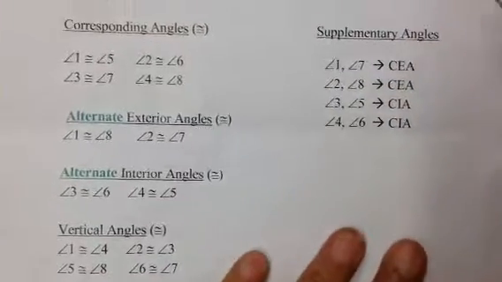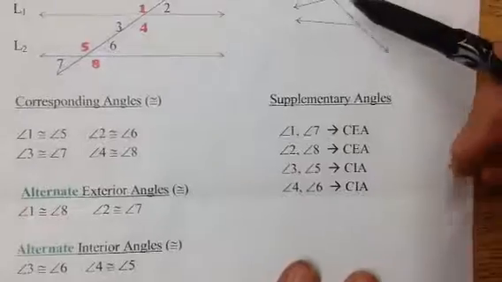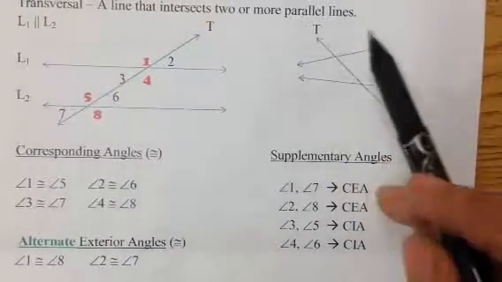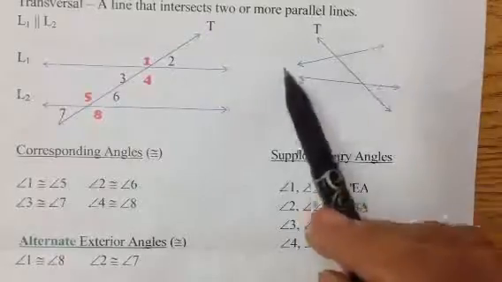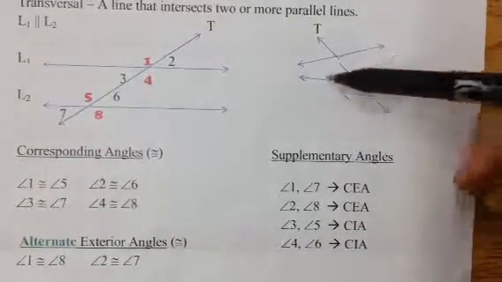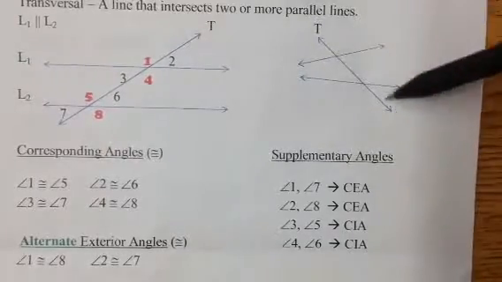Now, what I would like for you to notice is this figure over here. I want you to realize that I have two lines here, and I did not say that they were parallel. They're not parallel lines, but I still have a transversal.